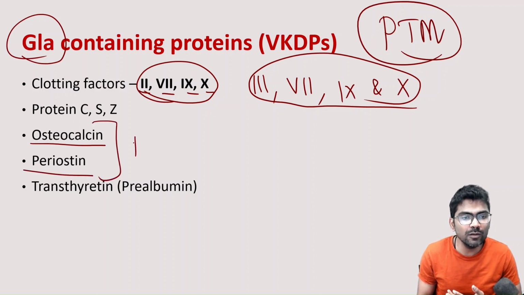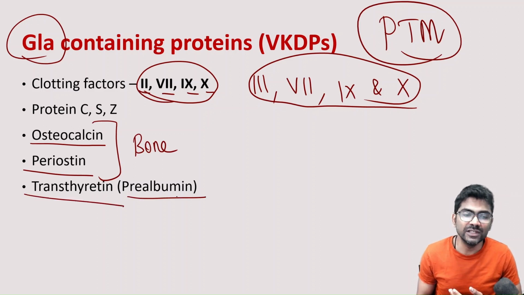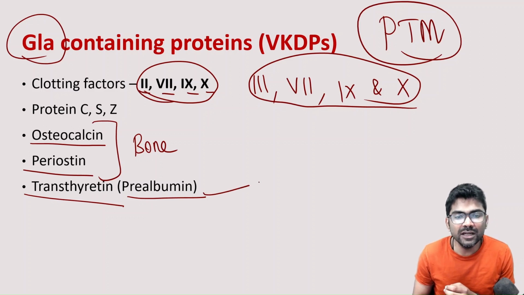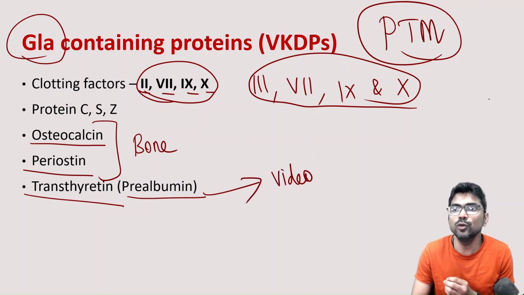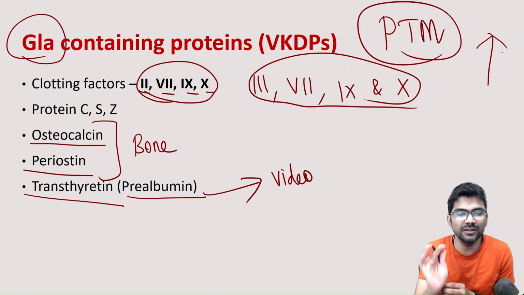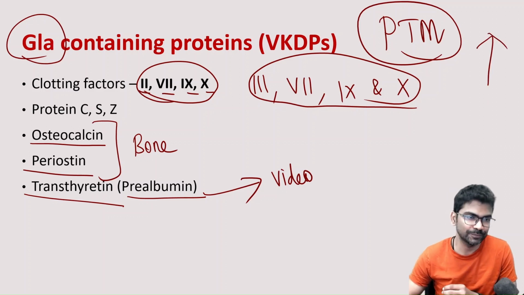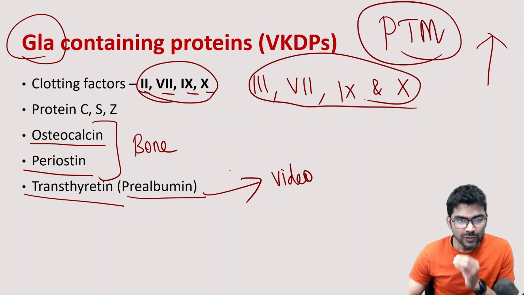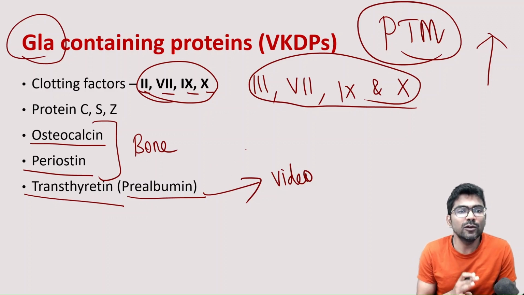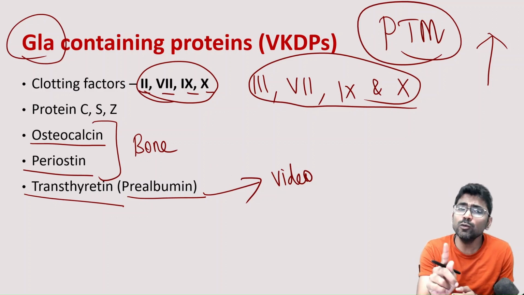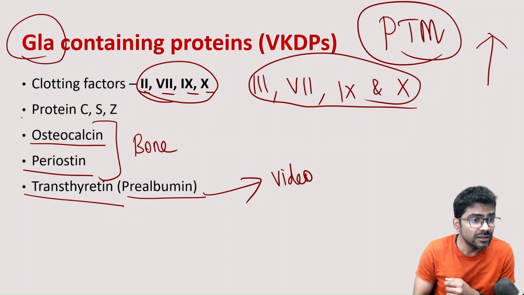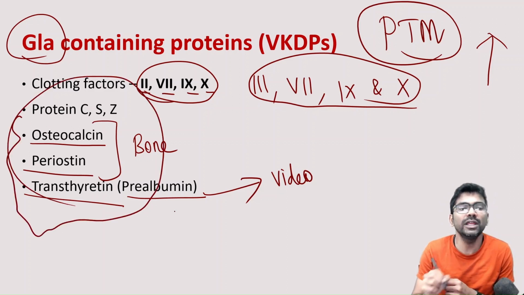So they are present in bone. Transthyretin, which is your prealbumin. I have already made a video on transthyretin. You can watch this video later. So gamma carboxyglutamate is present not only in clotting factors but also in these many proteins.